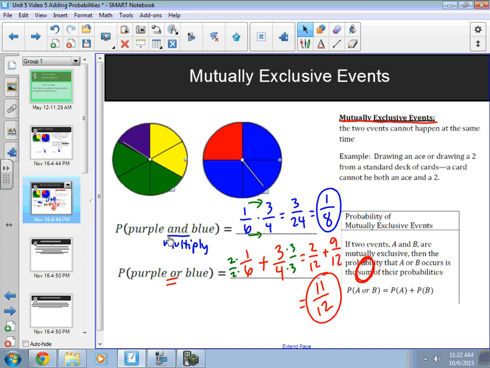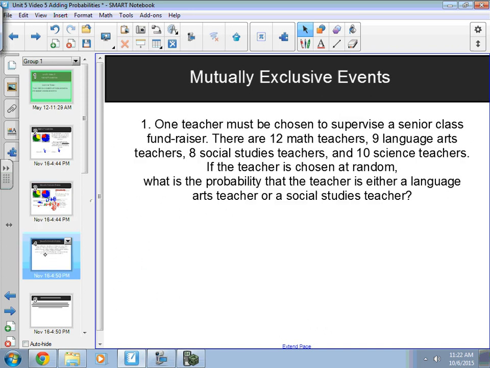So anytime you have mutually exclusive events, meaning one thing has nothing to do with the other, you just add them up. One or the other, add them up. Let's take a look at some of those types of problems.